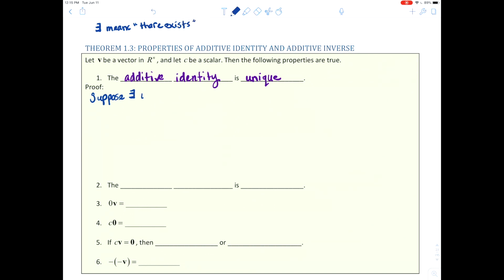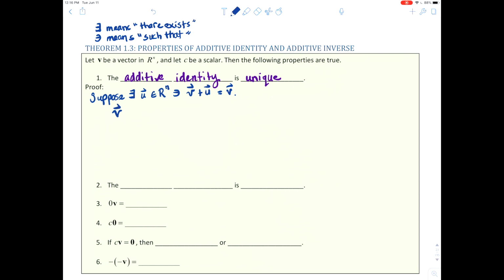So suppose there exists some u that belongs to R^n, the set of ordered n-tuples, such that some vector v plus the vector u is equal to the vector v. And v has already been defined to be a vector in R^n. We don't need to get this in component form because we can use our properties from the earlier theorem.